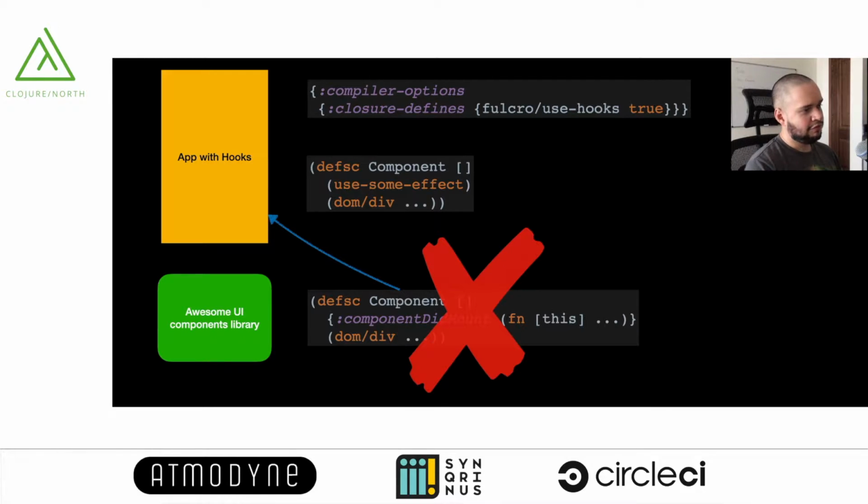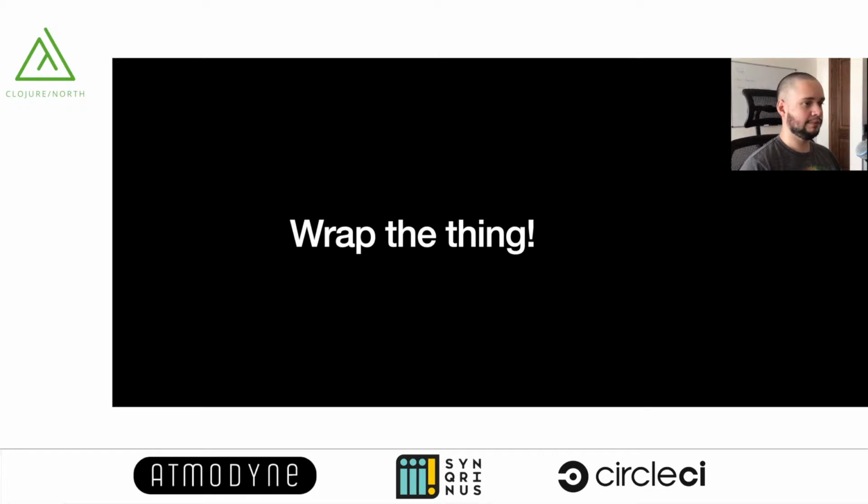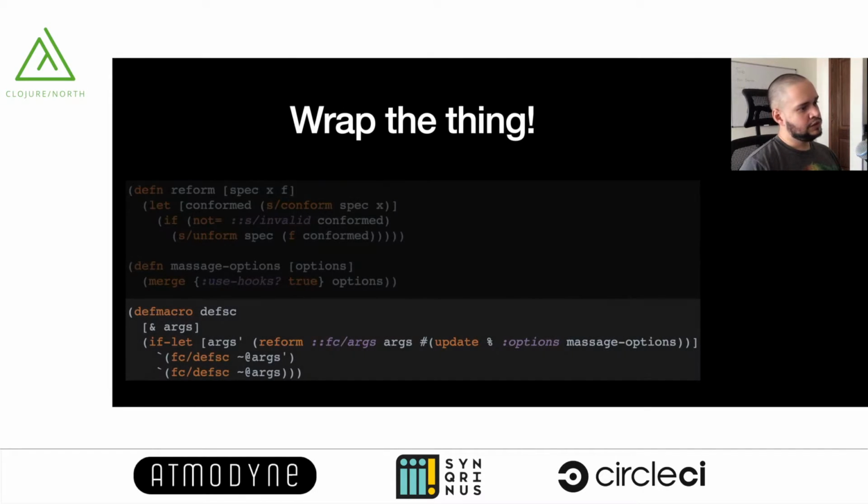In fact, what this configuration did was create a split world where on one side people can use hooks and on the other side the default is classes, and those can't mix. So this is quite bad. So what can you do in a situation like this? Well, wrap the thing. If you want to use the defsc macro, we can create our own defsc macro that wraps the defsc macro and does whatever we want.